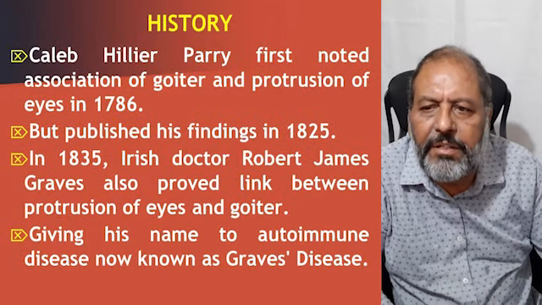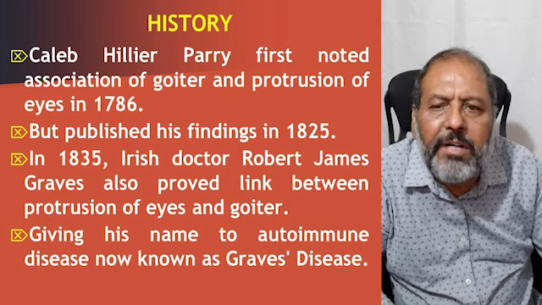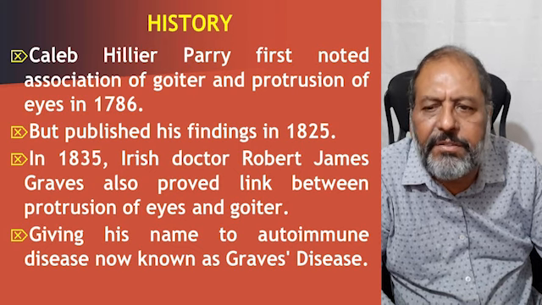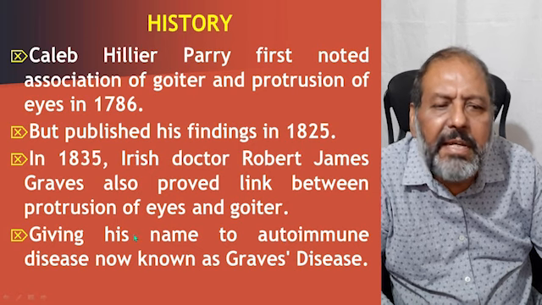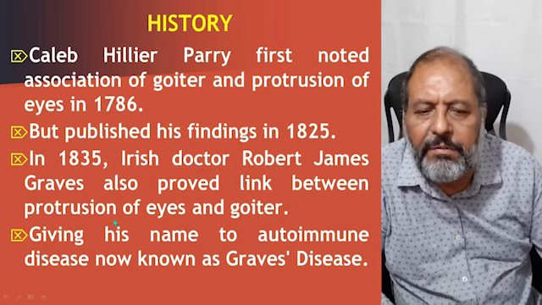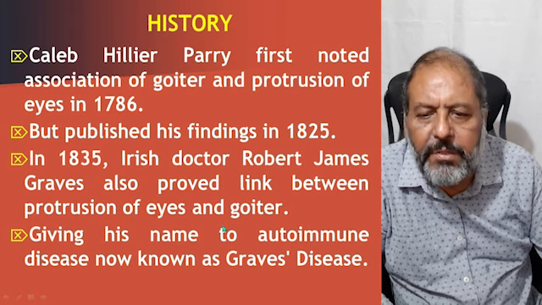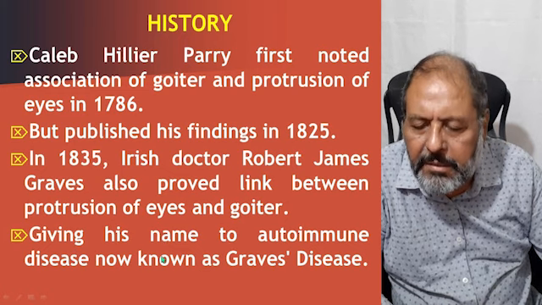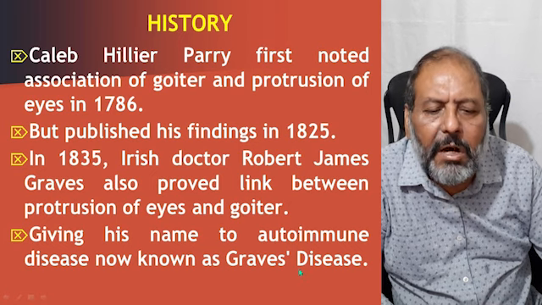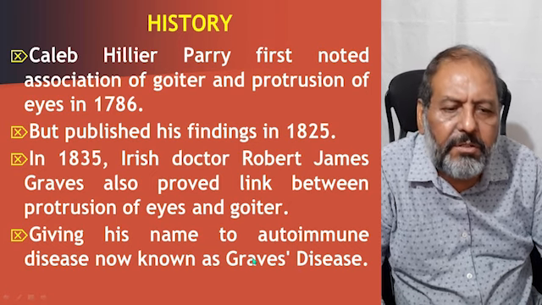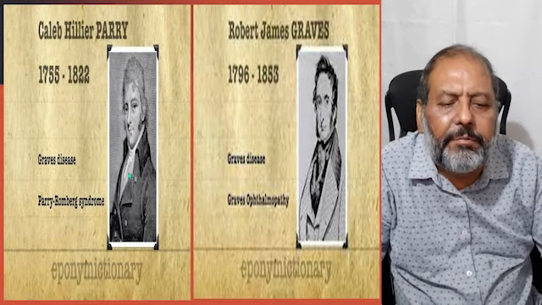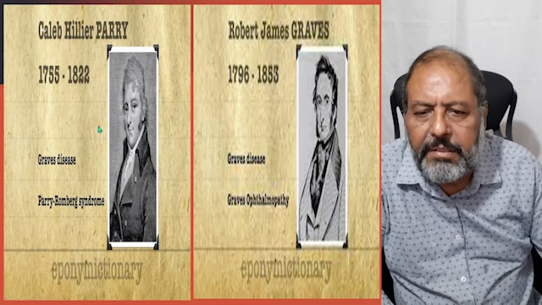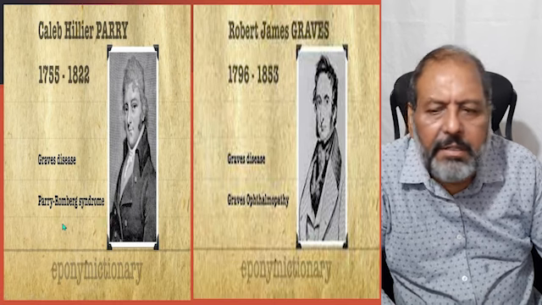Now, the history of this disease. Caleb Hillier Parry first noted the association of goiter and protrusion of the eyes in 1786, but published his finding in 1825. In 1835, Irish doctor Robert James Graves also proved the link between protrusion of the eye and goiter, giving his name to the autoimmune disease now known as Graves disease. It is just the name of Dr. Robert James Graves. Here one can see Caleb Hillier Parry, and that is the Graves disease.